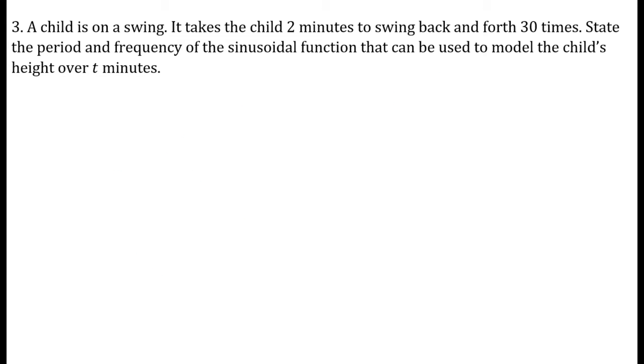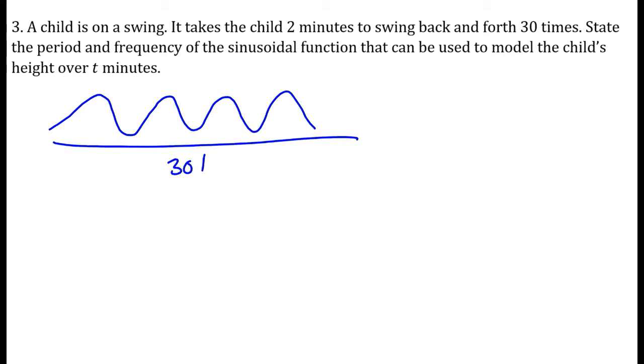A child is on a swing. It takes the child 2 minutes to swing back and forth 30 times. State the period and frequency of the sinusoidal function that can be used to model the child's height over t minutes. It makes sense that this is a sine curve. The child starts low, swings high, and it just keeps going on and on. And apparently, this happens 30 times in 2 minutes.